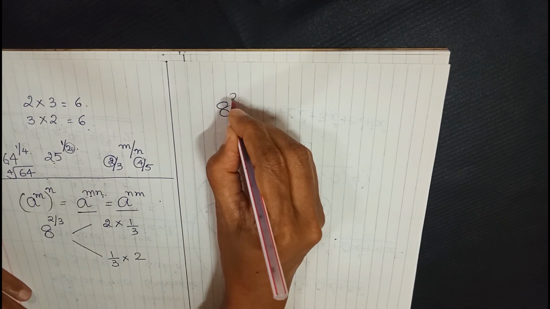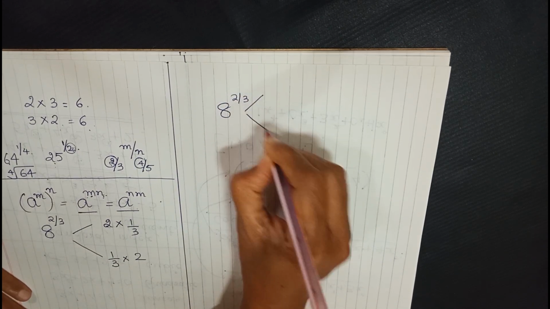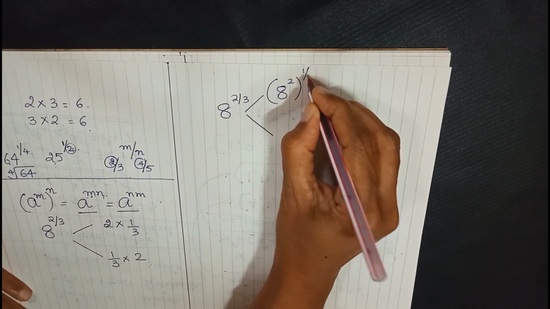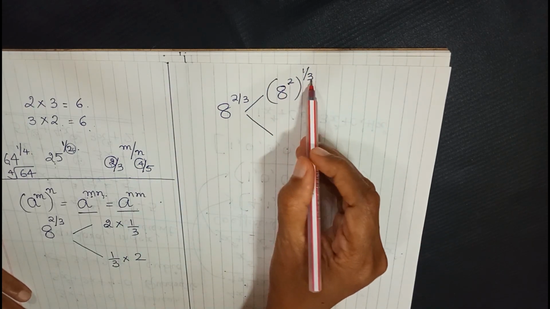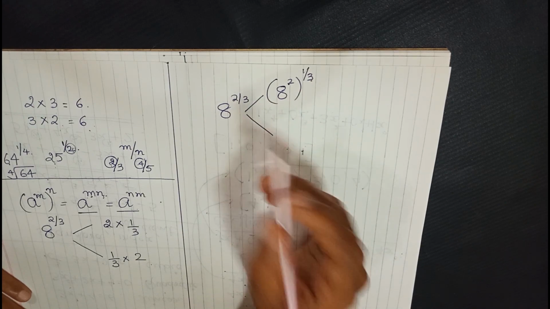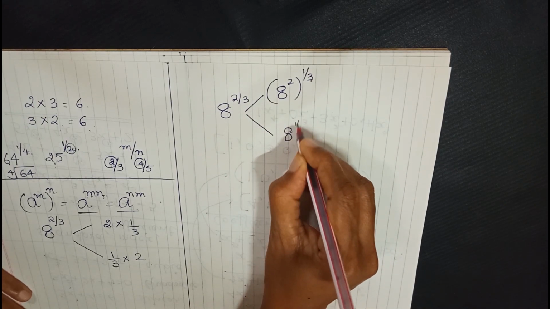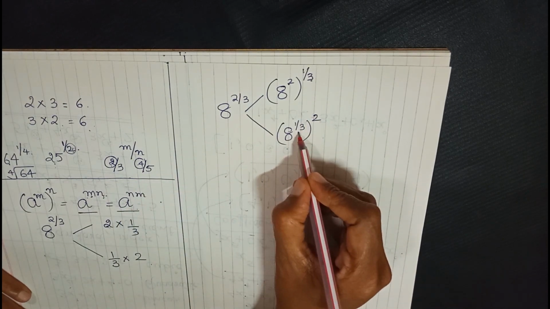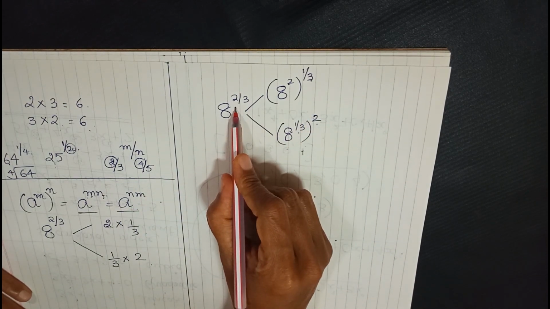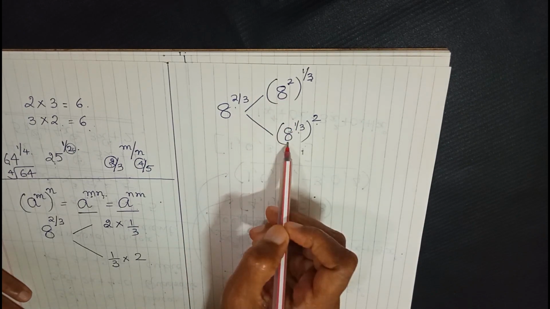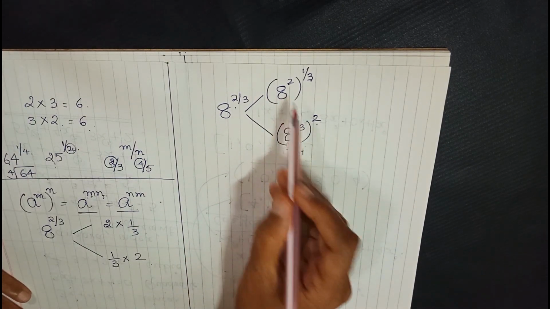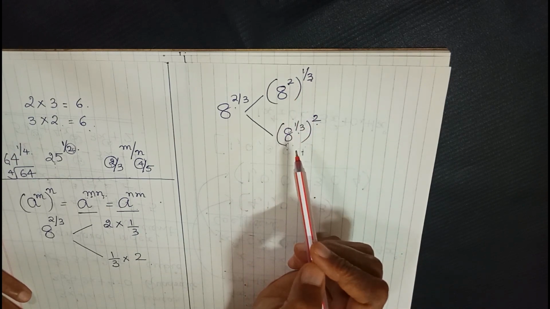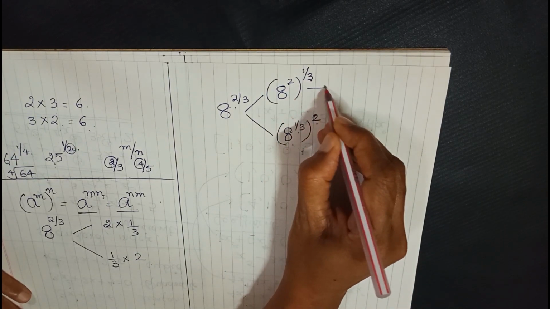So 8 raised to 2 upon 3 can be written as 8 raised to 2 in the bracket, 1 upon 3 outside. So you see 2 into 1 upon 3 is 2 upon 3. Or 1 upon 3 can be written first and 2 outside. Again you can see 1 upon 3 into 2 is again giving you 2 upon 3. So these are the two different methods. Now let us see whether they give us the same result on solving. Then only we can say that these two will be equal. So let's solve this first.